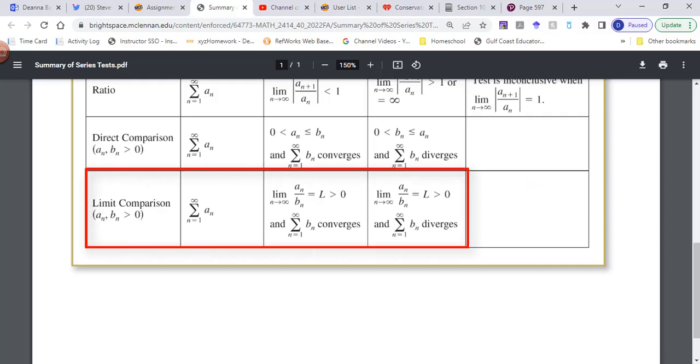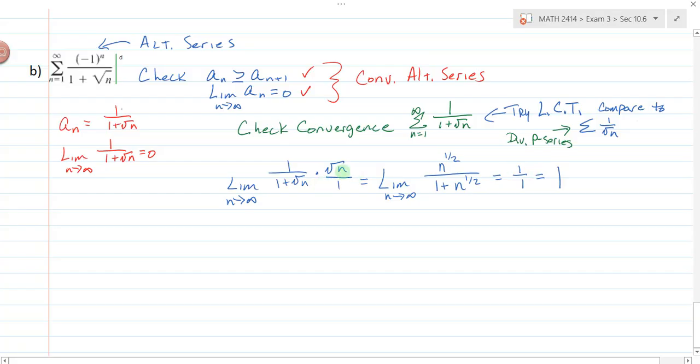For the limit comparison test, we said that if we compare to a known series and we get a finite number, then both series are going to do the same thing. So if we compare our series to a series that converges, then we're going to converge. If we compare our series to a series that diverges and we get a positive finite number, then our series will diverge. In this problem, we compared to a divergent p-series. So what does that tell us about this series? Because this limit is equal to 1, both series are going to do the same thing. I compared this to a divergent p-series, so our series right here is going to diverge.